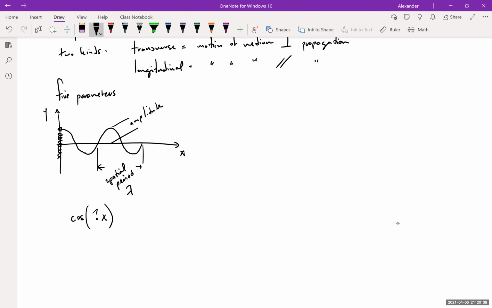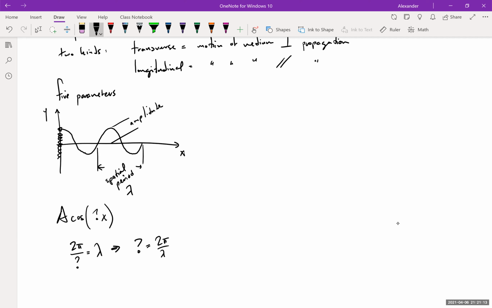This has an amplitude A and a cosine function, and the coefficient of x inside the argument of this function determines the period, right? 2 pi over question mark should be the period. That's how the sinusoidal functions worked. And we know that the spatial period is lambda. So question mark then is 2 pi divided by lambda.